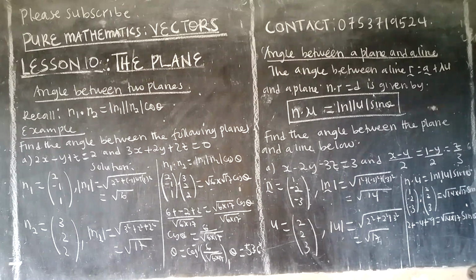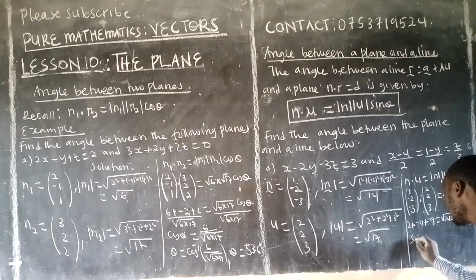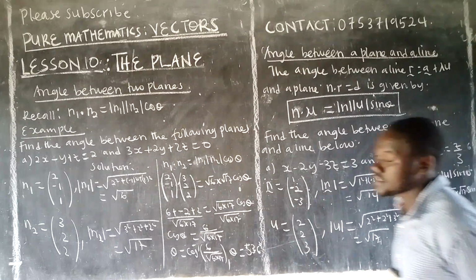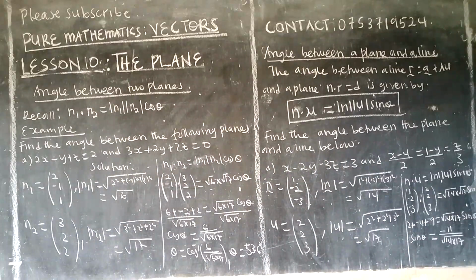Let us now harmonize. So this plus this, this plus this. When you simplify here, you see that sine theta is equal to, 2 minus 4 minus 9 is -11, over root of 14 times 17. Like that.